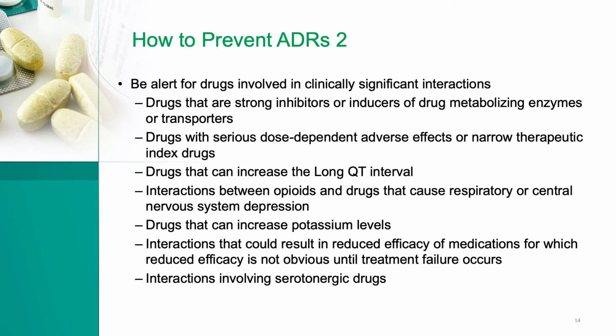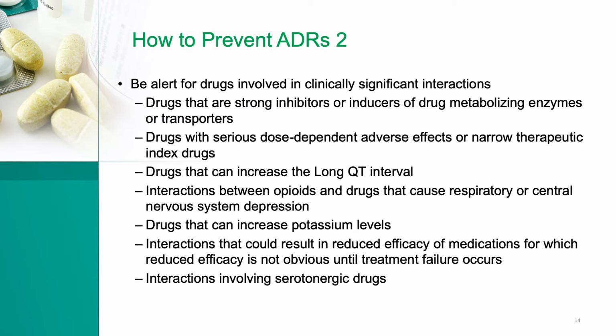Watch for these interactions with drugs that can increase the QT interval. Use of more than one QT prolonging drug increases risk. Watch for interactions between opioids and drugs that cause respiratory or central nervous system depression, such as benzodiazepines. Watch for interactions that involve drugs that can increase potassium levels, such as SMX-TMP, Bactrim again, ACE inhibitors, ARBs, potassium-sparing diuretics, or aldosterone antagonists.